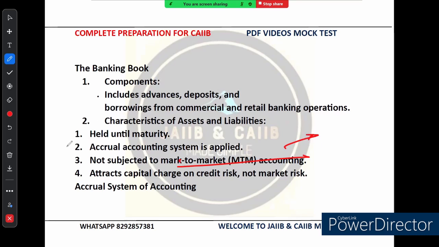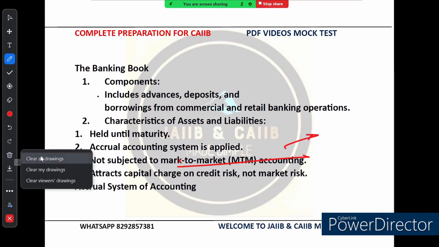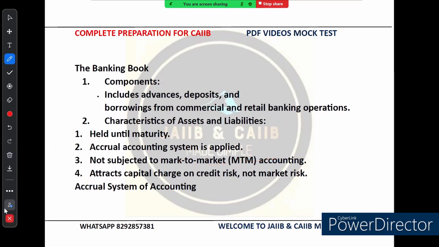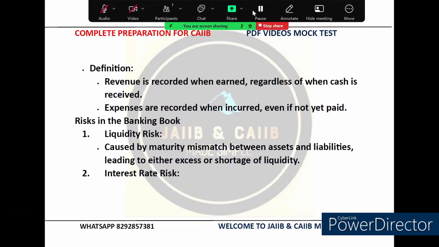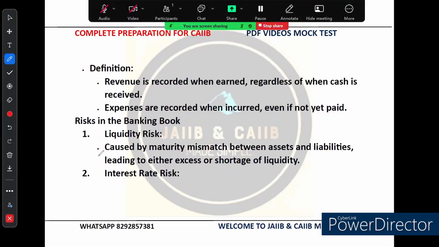Now, what are the risks in banking business? The main types of risks in the banking business, you can see. The first is liquidity risk. Liquidity risk occurs when there is a mismatch between the maturity dates of the bank's assets and liabilities. For example, if a bank gives a 10-year loan but has to repay the deposit in 1 year, it could face a liquidity shortage because the loan is not due to be repaid yet, but the deposit needs to be returned.